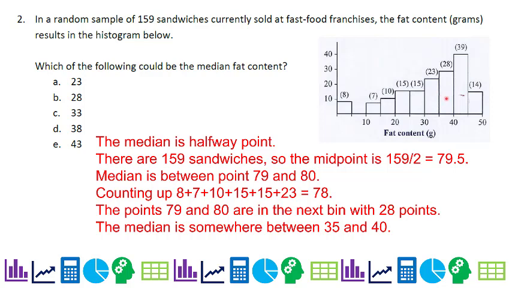Now, it can't be all the way to 40 because remember that the left boundary on a bin, that means 40s are actually over here. But it could be exactly 35. We don't know. So it's anywhere from 35 to almost 40. And that makes sense. So 38 is a possible answer.